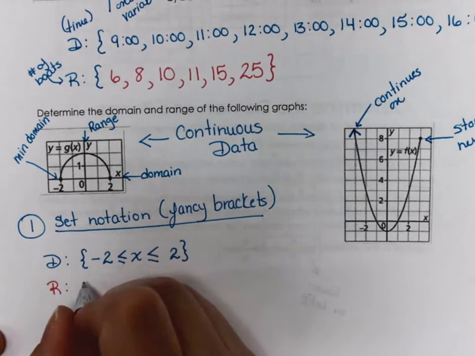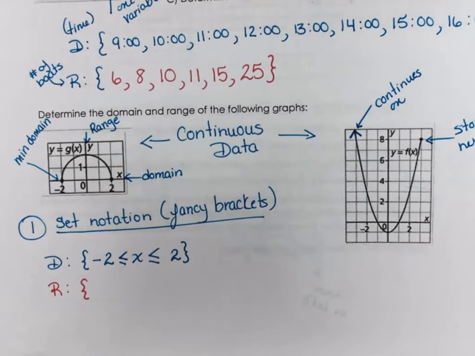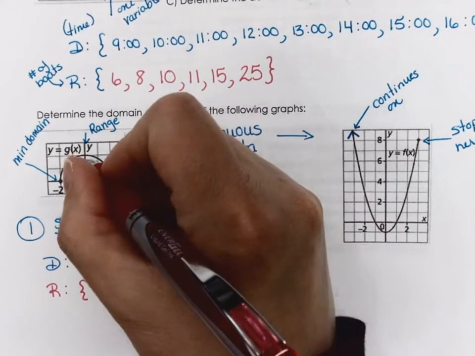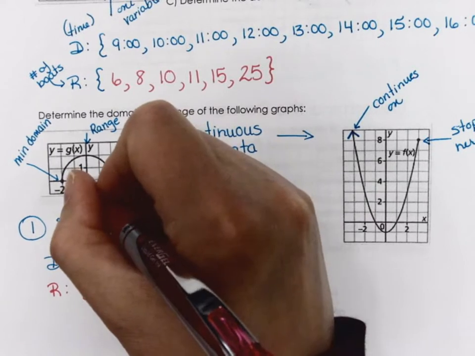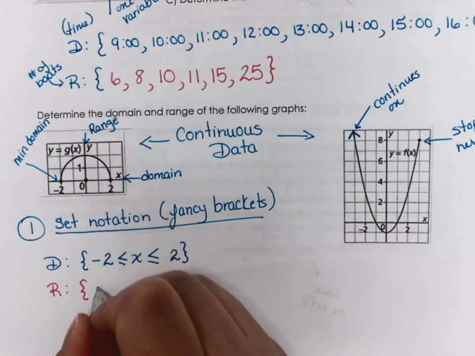Okay, so fancy brackets again. So how low does this graph go? What's the lowest y value? How low does it go? 0, right? Because the graph doesn't pass 0 on the y-axis. So the lowest it goes is 0.